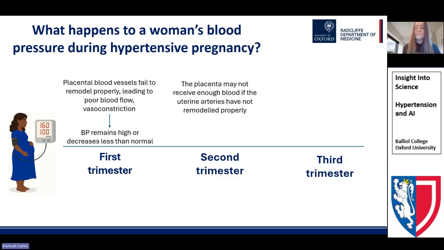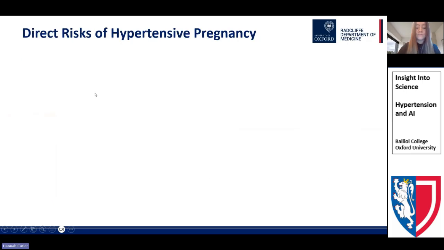In the second trimester, the placenta may not receive enough blood because the uterine arteries haven't remodeled properly, and therefore the blood pressure remains high. And again, it may remain high in the third trimester or even peak, and this is when the women and fetus start to experience risks.